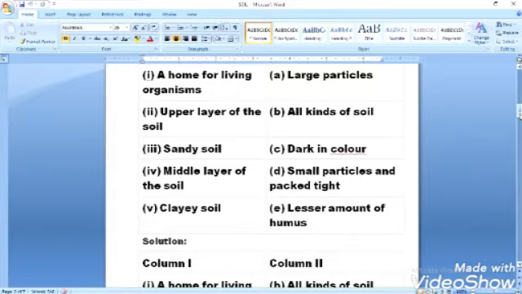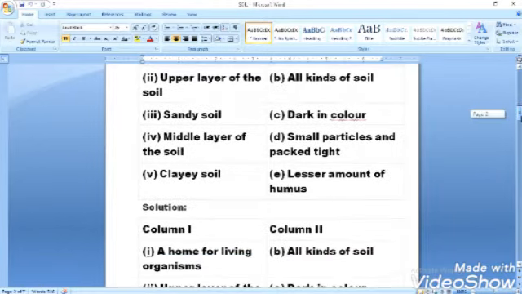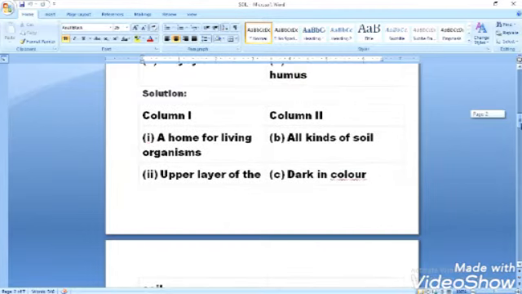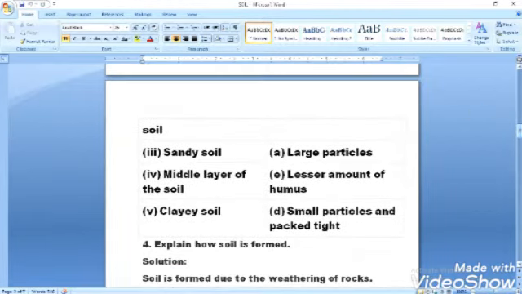Second one, the upper layer of the soil is known as what? Is it dark in color, large particles, small particles and packed tight, or lesser amount of humus? So it is dark in color. Next one, sandy soil has large particles. Fourth one, the middle layer of the soil contains a lesser amount of humus. Fifth one, clay soil has small particles and is packed tight.